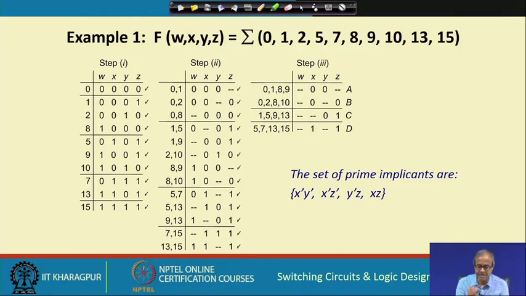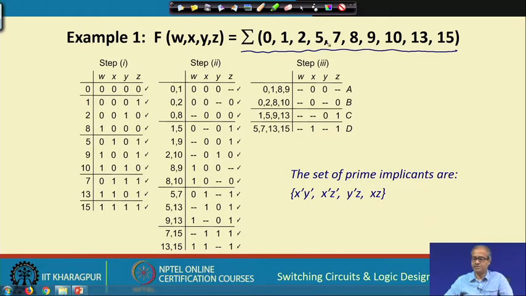Here the font size is a little small, but let us see. Here we have a function like this, where these are the true min terms: 0, 1, 2, 5, 7, 8, 9, 10, 13, 15.